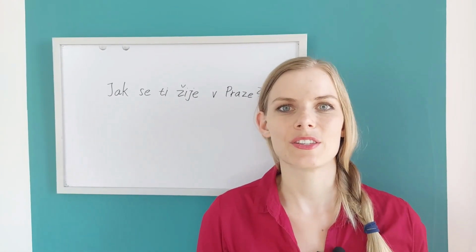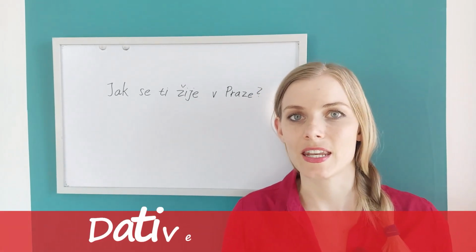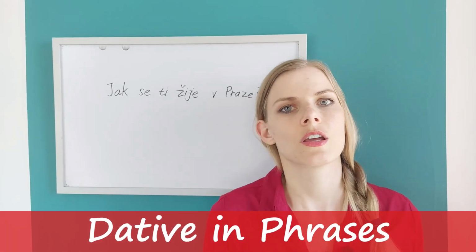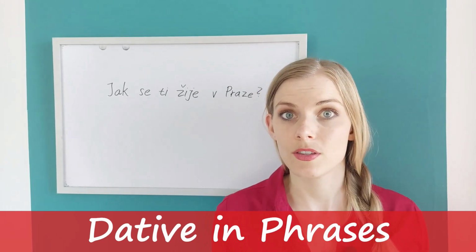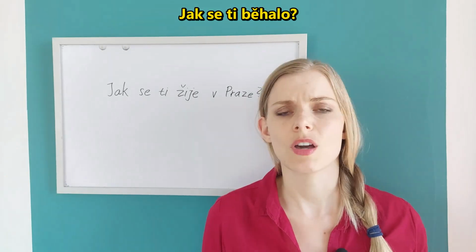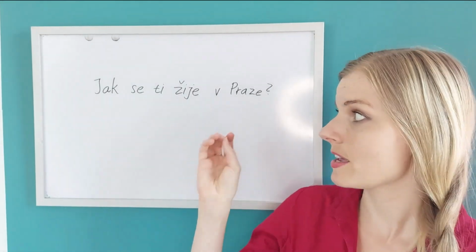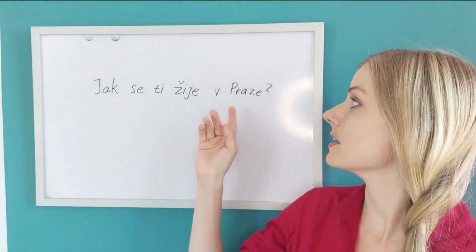This video is a continuation of the video I published on Monday where I spoke about dative and how it's being used for asking about certain activities or talking about them. For instance, jak se ti běhalo? How was your run? Or jak se ti žije v Praze? How do you like living in Prague?